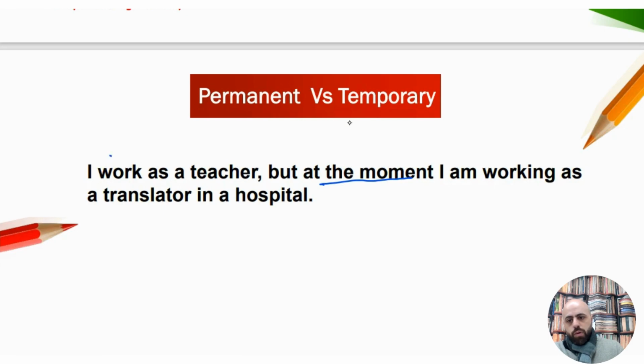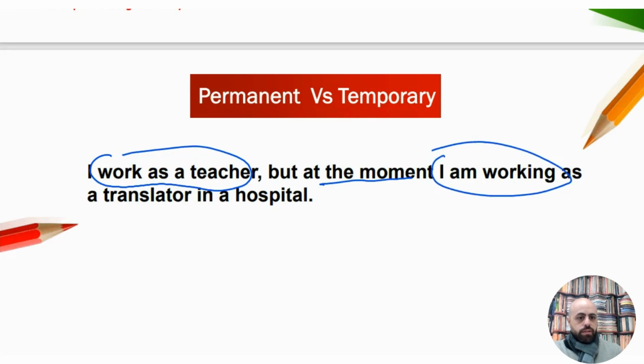So look, this part here, this is simple present. I work as a teacher. Now, here I'm working, this is present continuous. I'm working as a translator. Now, some students might ask, is it correct to say I work as a teacher or I'm working as a teacher, or I'm working as a translator? Now, grammatically both are correct, but the meaning is different. So what is the difference?